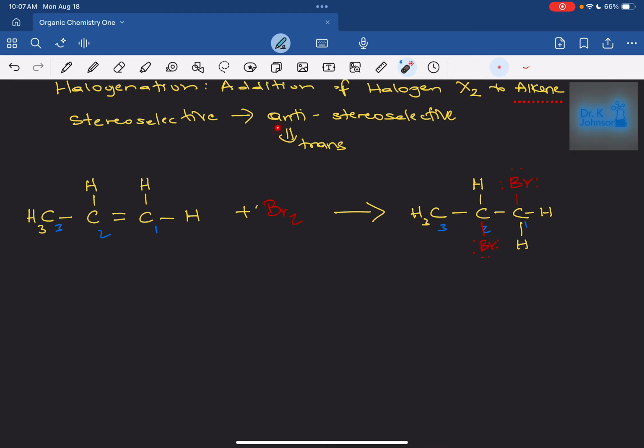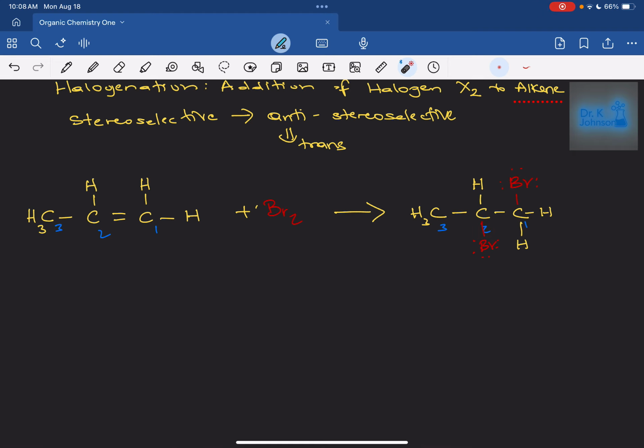So this reaction is anti-stereoselective, which means your Brs or whichever halogen you have will add trans, which means opposite sides of the carbon-carbon double bond. We say the reaction is anti-stereoselective because, hey, guess what? It could have been where the Brs could have added on the same side. But the reaction is selective. It selects or prefers or chooses the trans product.